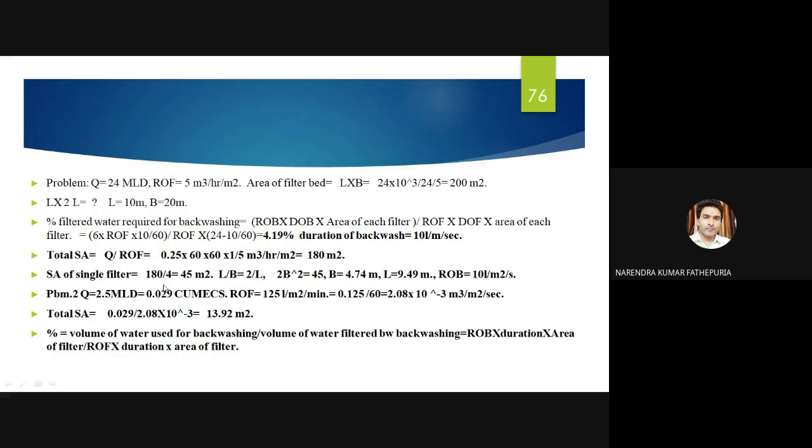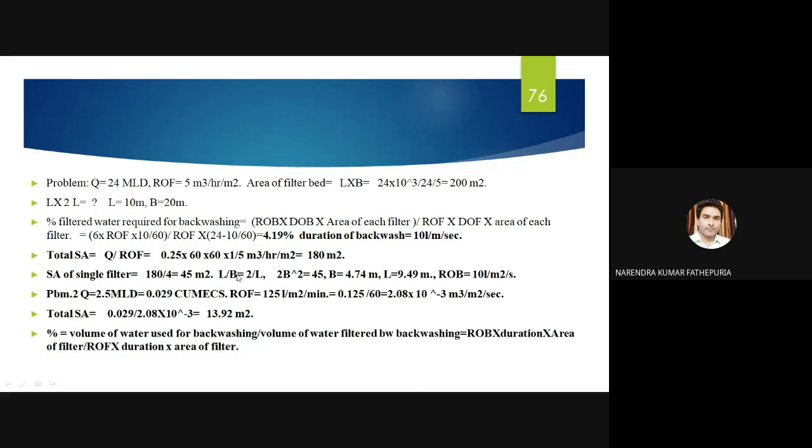Surface area of a single filter. So total area 180 we have. If you're going to provide 4 filters, then you will get the area for each single filter. So 45 meters square you have to provide for one filter. There are four filters you are going to propose. Okay.